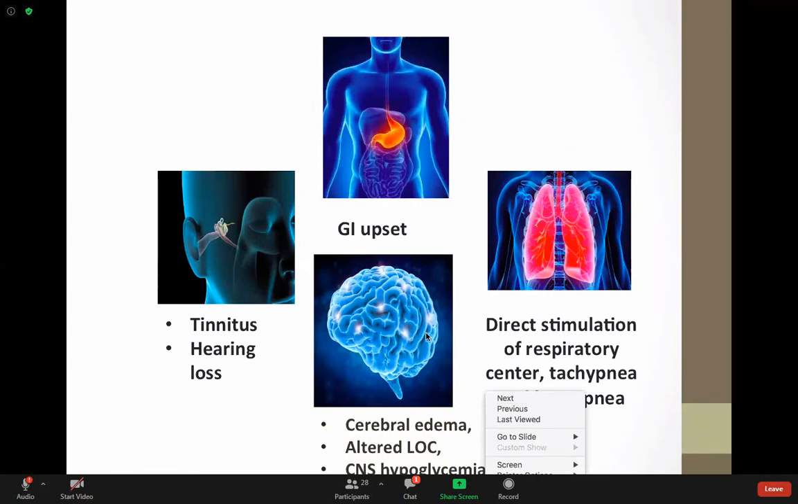So GI upset, which makes sense. You eat something, it's in your gut first, then gets absorbed. Aspirin goes to the brain, stimulates the lungs, and they get hyperpnea and tachypnea. And then at the same time that it does this, it goes to the cochlea and causes ringing in the ears and fullness in the ear. And if you don't treat them very well or they come late, the aspirin will go to the brain and kill them.